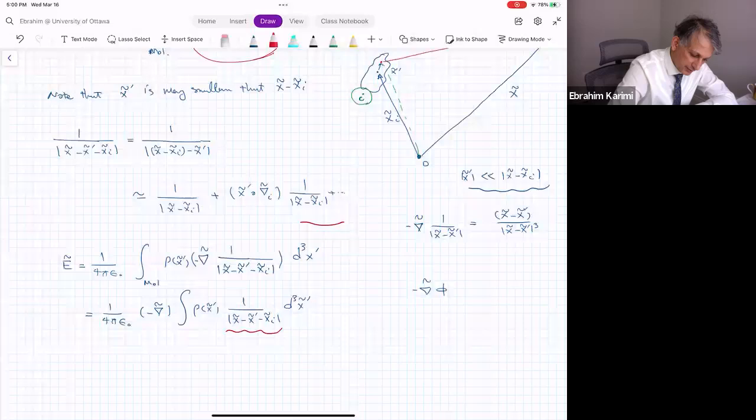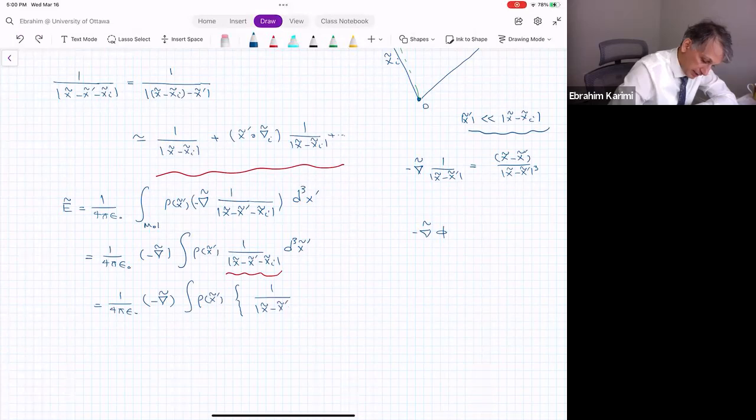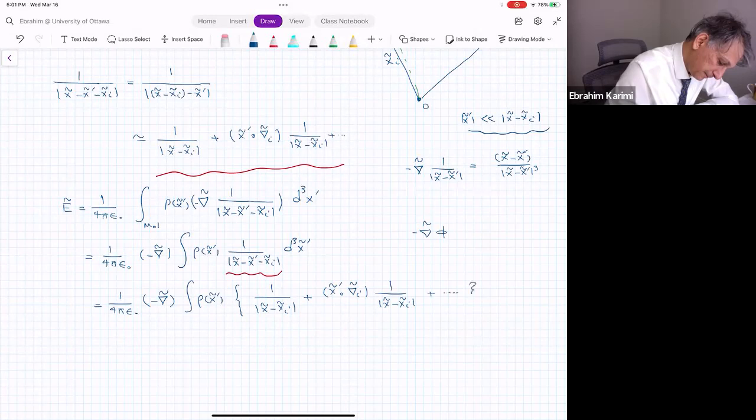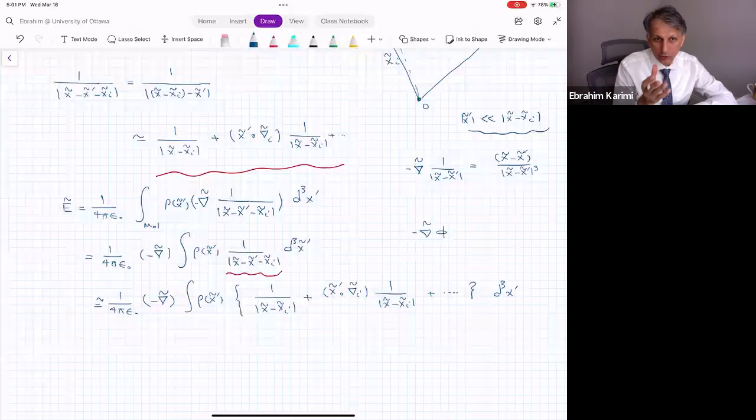So now this one will be expanded in terms of what we had previously. It will be 1 divided by 4 pi epsilon 0 minus gradient of integral of rho of x prime. Let's do the expansion. Will be 1 divided by x minus x prime minus xi, plus x prime dot nabla i, 1 divided by x minus xi, plus the other term. Good. The rho is there, so everything should be fine. All right.